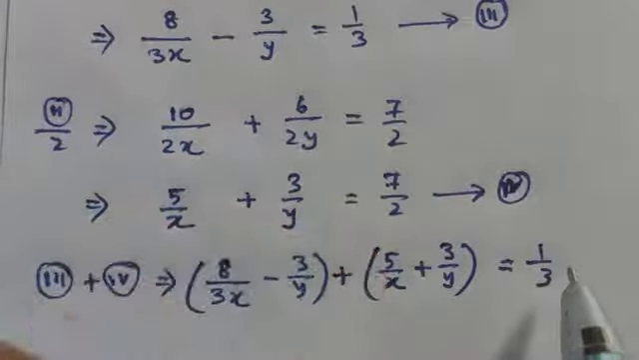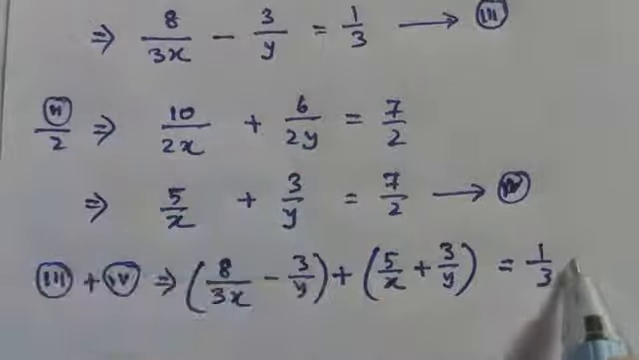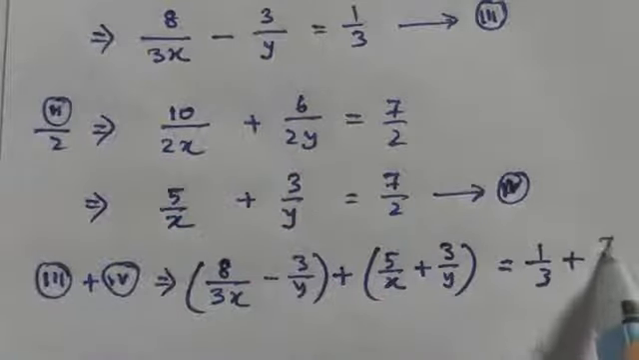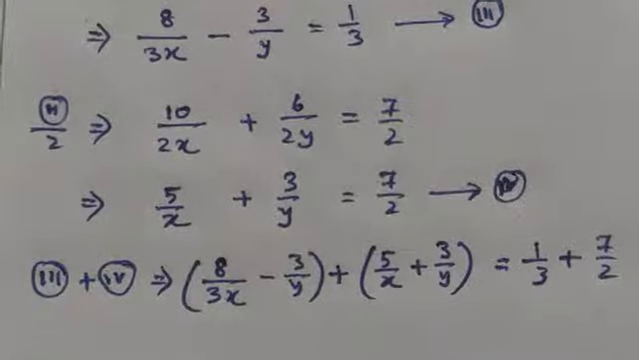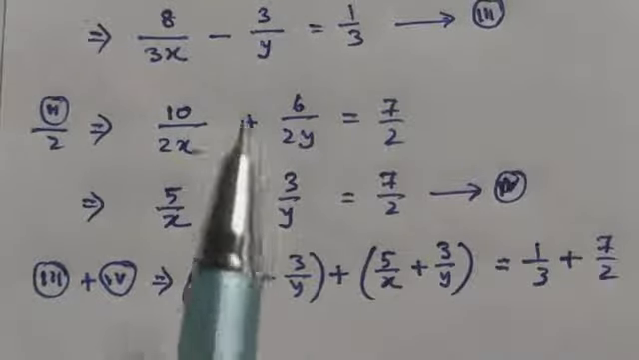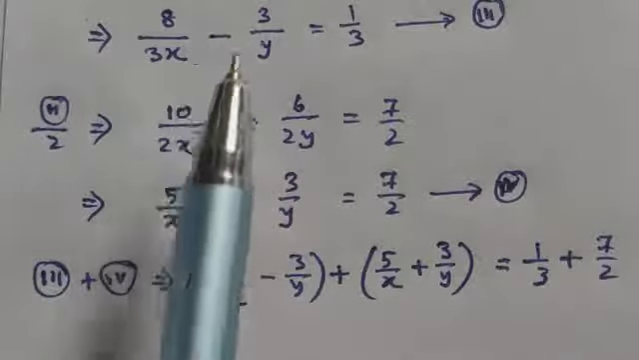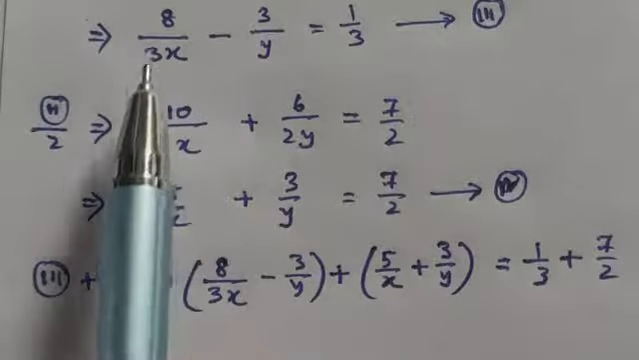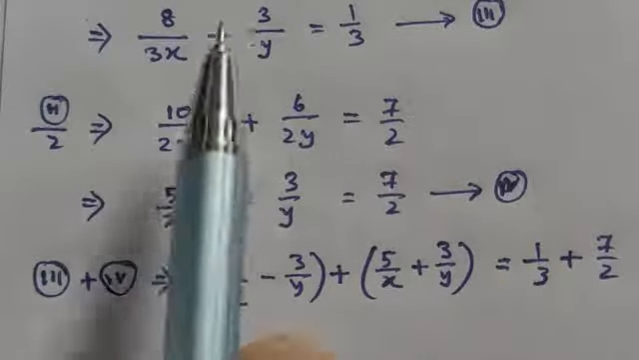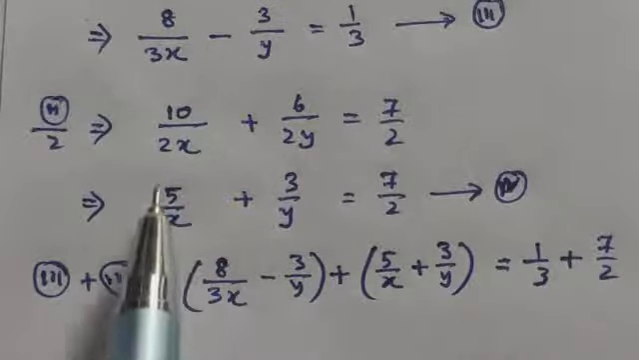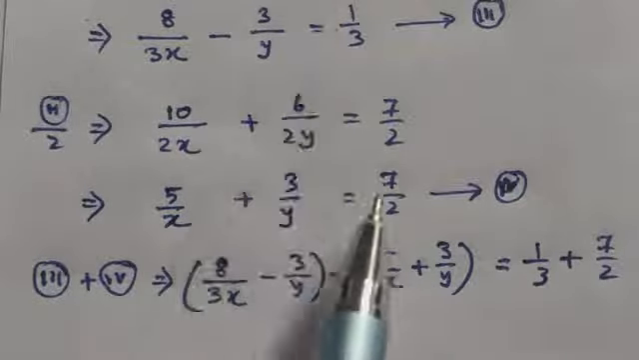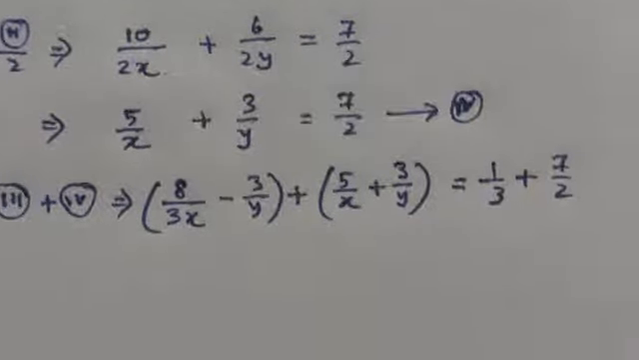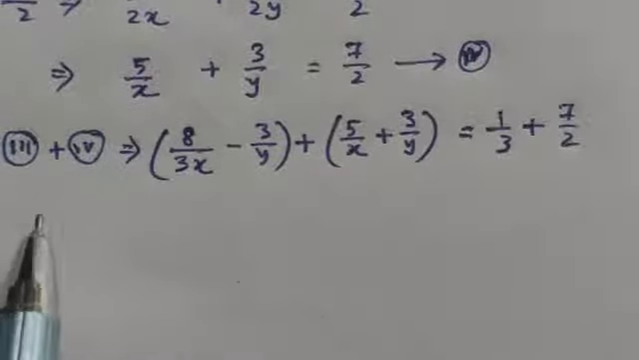Plus 7 by 2. If you add them, let us check we have added the left hand side part of equation 3 and 4 or not. 8 by 3x minus 3 by y plus 5 by x plus 3 by y is equal to 1 by 3 plus 7 by 2. Okay, that's okay. Now let us remove the bracket.